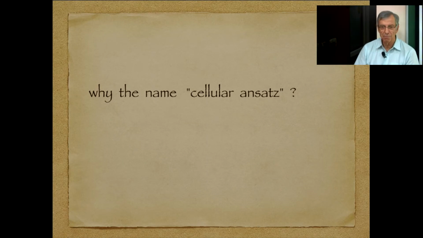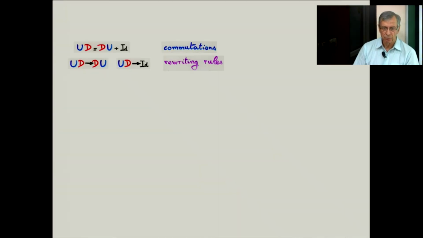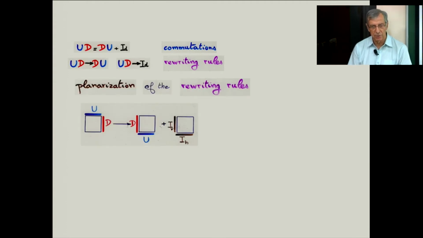So why is the name cellular on that? It is that if you have this rewriting rule, so commutation relations are replaced by rewriting rules, I get a planarization. So I put it on the square lattice, and you see the two, UD is replaced by DU, or is replaced by identity. So I just give you the vague idea.